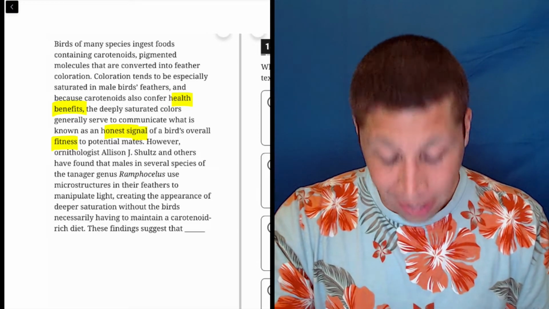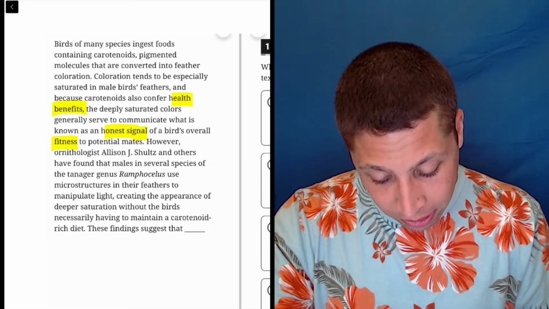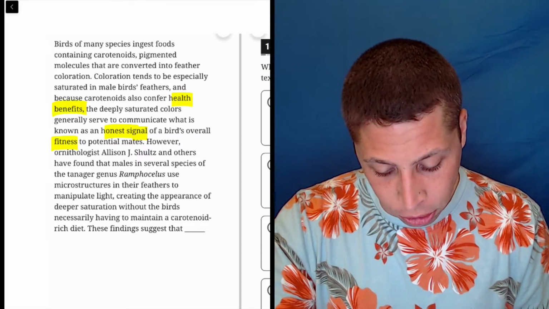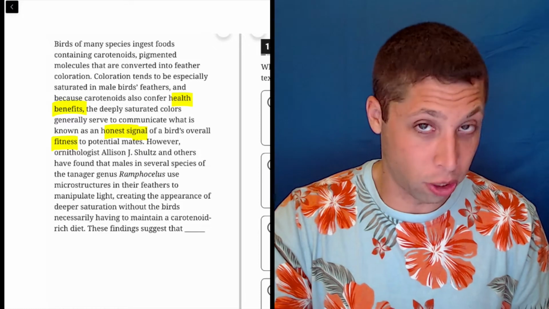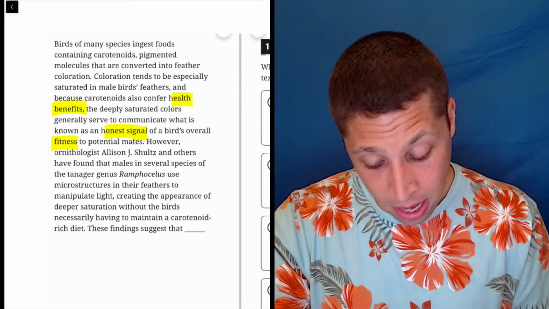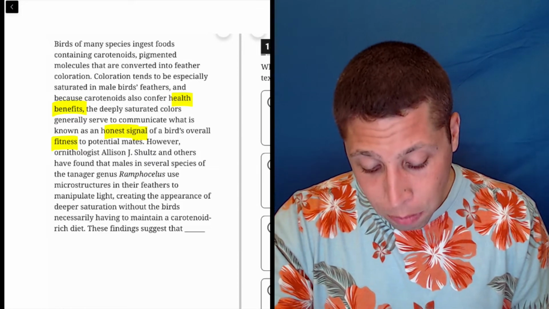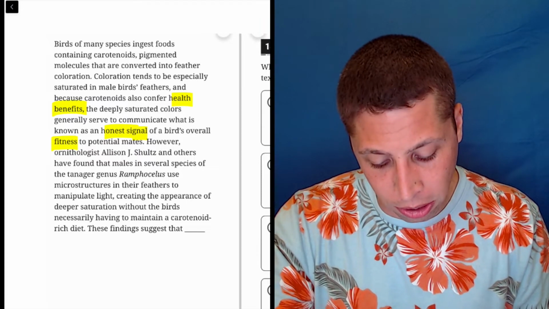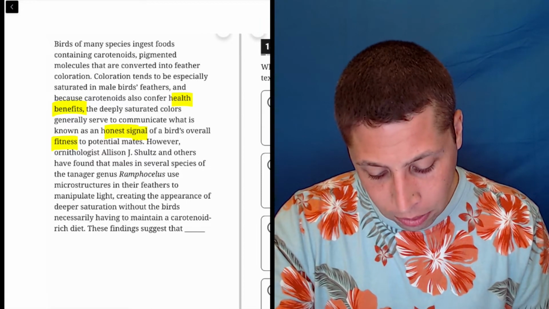Let's keep going. However, ornithologist Allison J. Schultz and others have found that males in several species of the tanager genus Rhamphocelus, I don't know how to pronounce anything, use microstructures in their feathers to manipulate light, creating the appearance of deeper saturation without the birds necessarily having to maintain a carotenoid-rich diet.